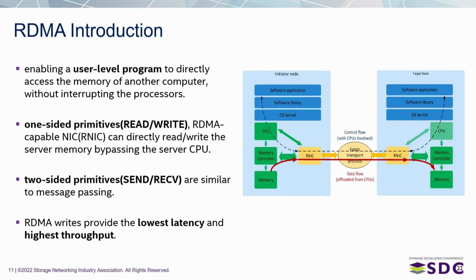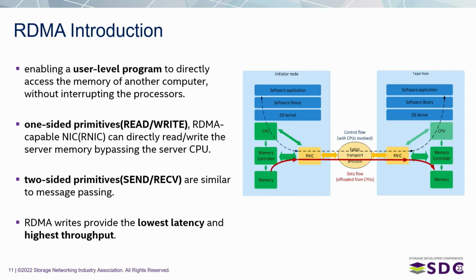One is the control flow, the upper dash line. That means the target node CPU will be involved. The target node CPU will be aware there is a message sender. And another way is the data flow, the write solid line. The data flow is offloaded from the CPU. The target node CPU will not be aware that data writes are coming in.